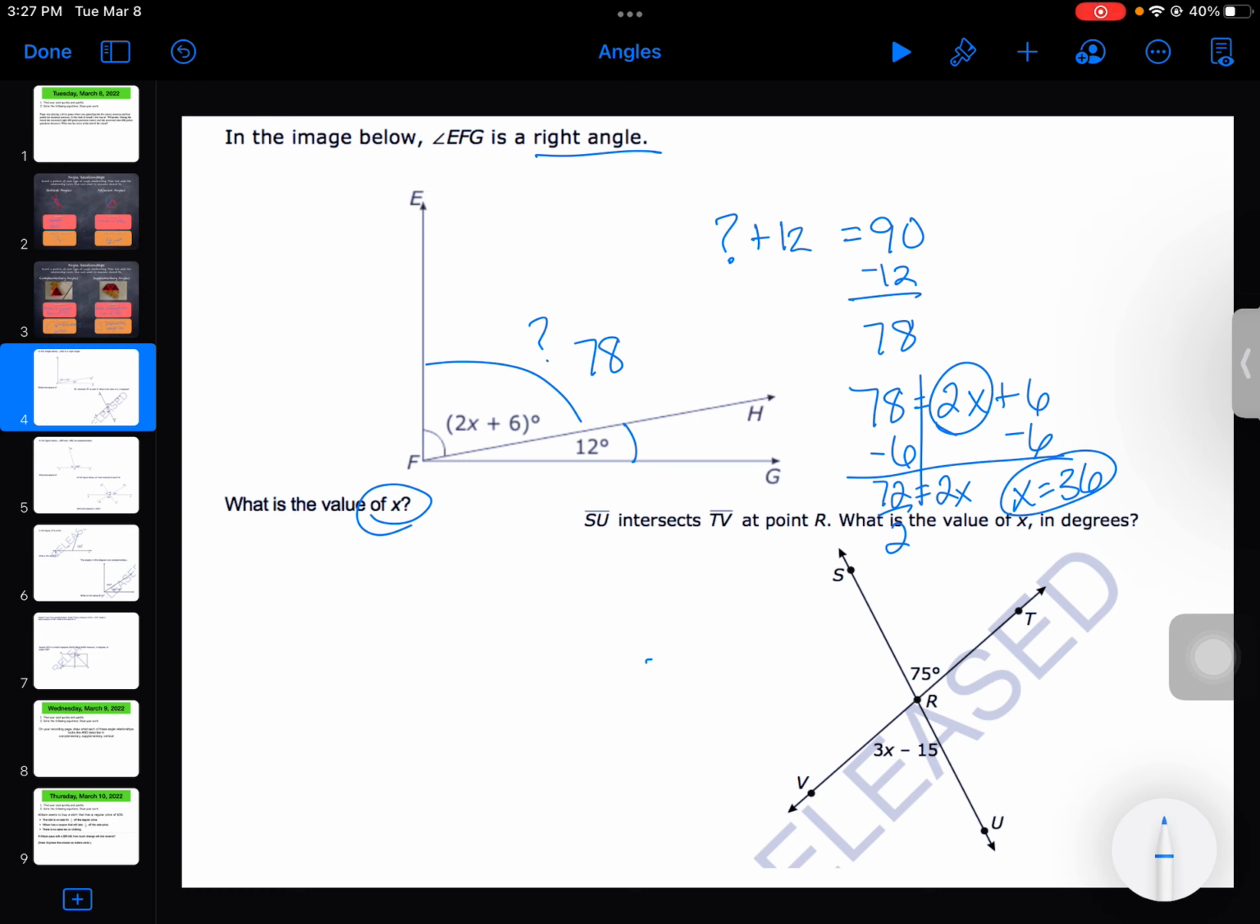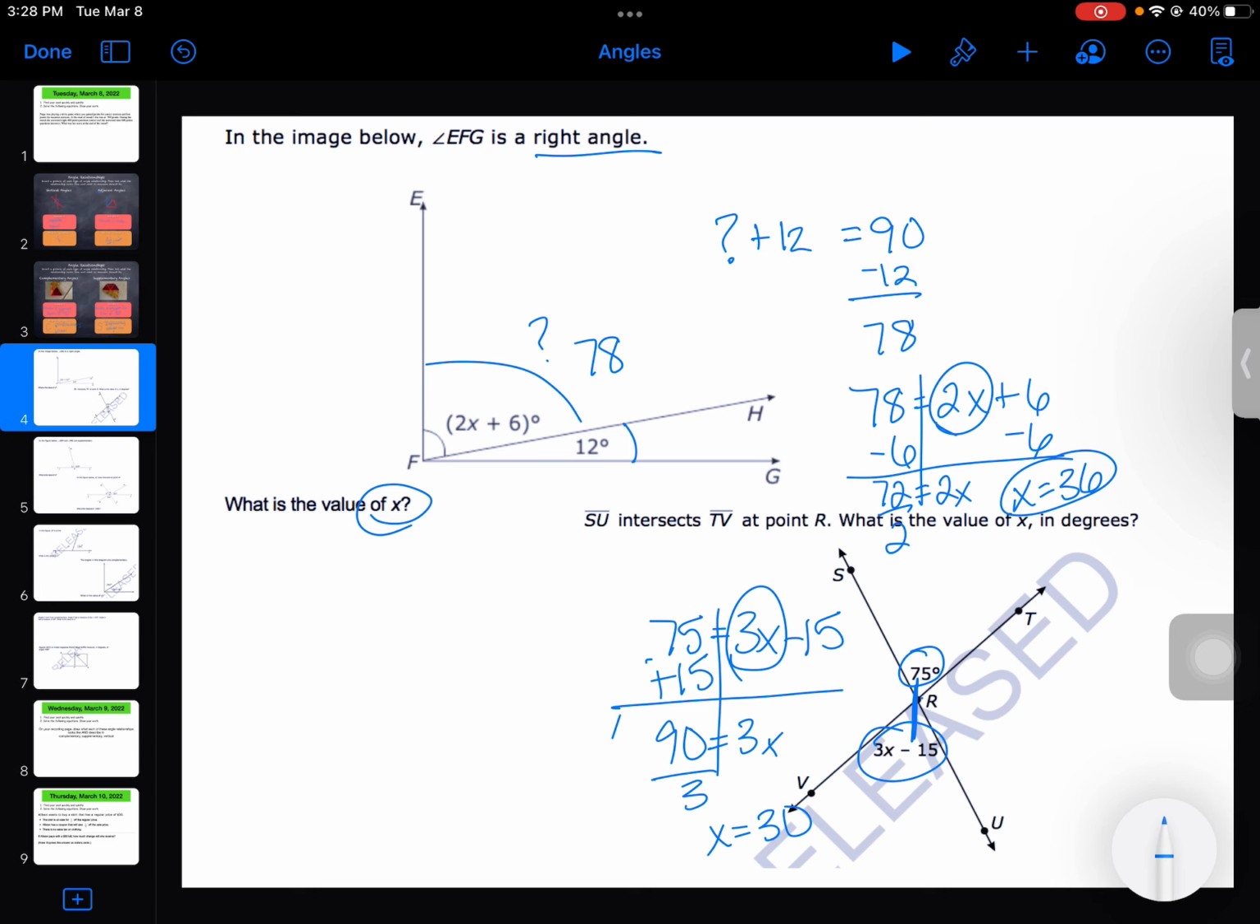Okay? For the bottom problem, we know S, U, and TV intersect at point R. I'm trying to find X. So I'm looking at what it gives me, and I notice that they don't make a straight line, but they are opposites. So that means they're equal. So I'm going to say 75 equals 3X minus 15. Solve that equation, and you should get X equals 30. Okay?